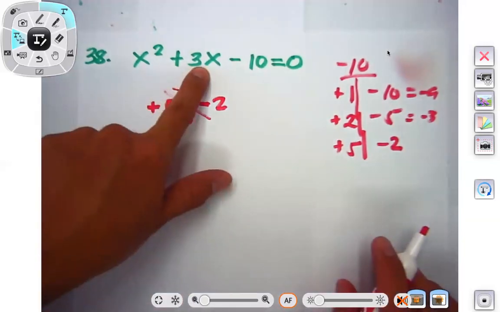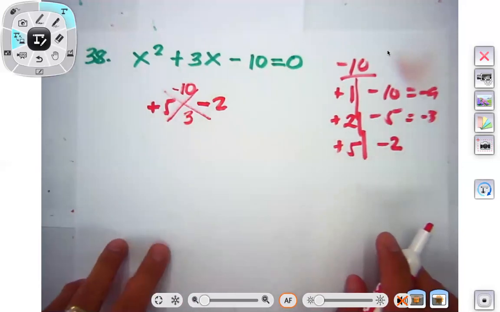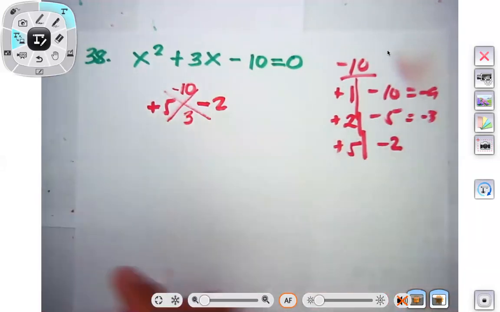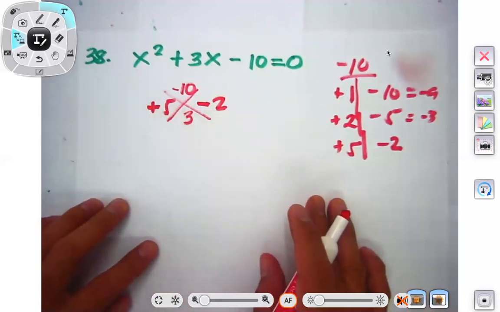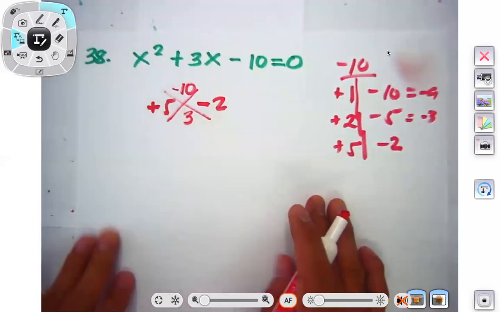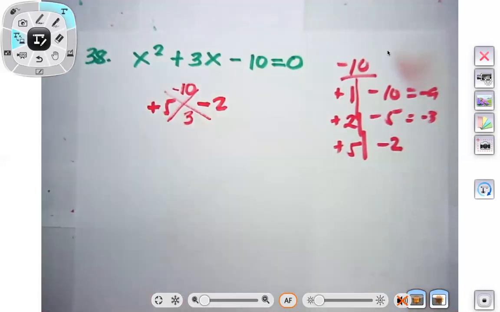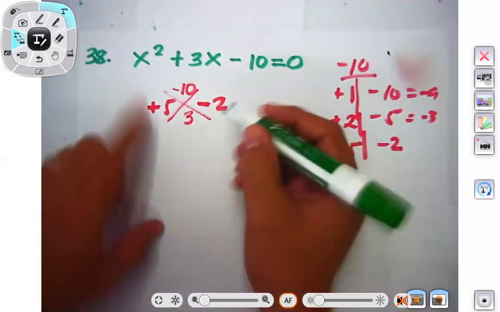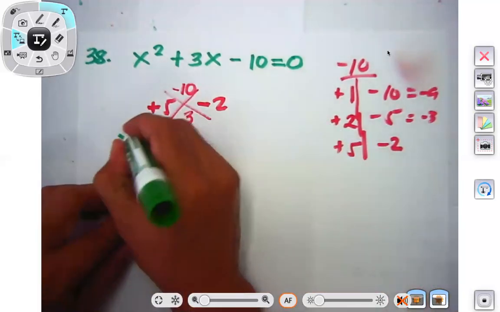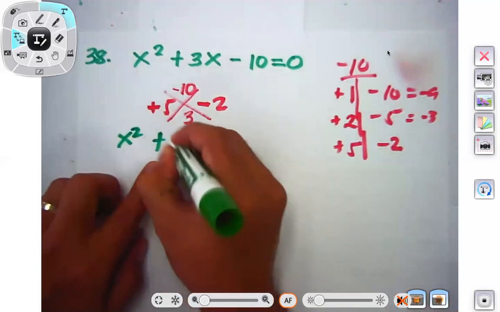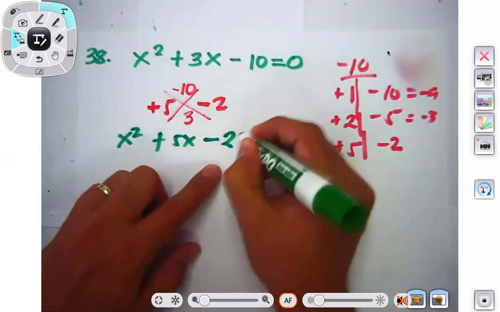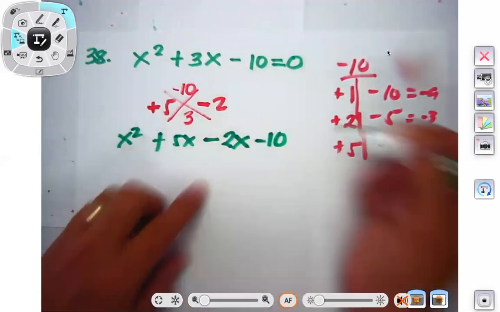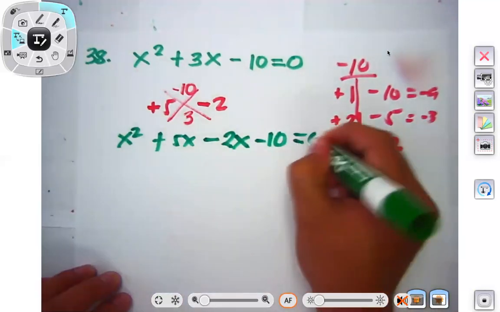Now we can expand 3x by grouping. I bet you know already the factors. What are your factors here? x plus 5 and x minus 2. Let us show that by grouping. Now we expand 3x. We have x squared plus 5x minus 2x minus 10.